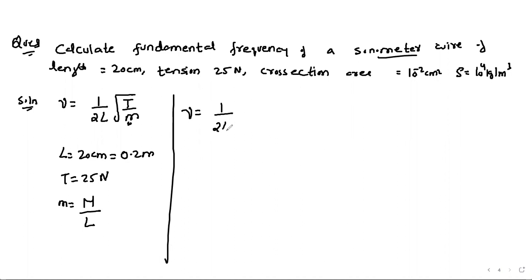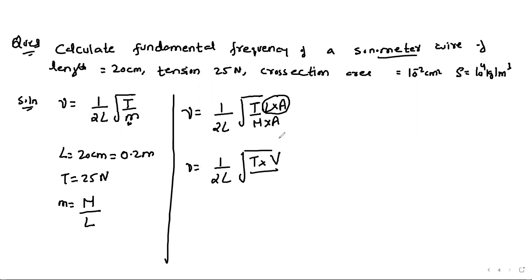Frequency is 1 by 2L root over T by M, which is mass per unit length, M into L. Now the issue is the mass is not given. Tension is given, but mass is not given. So what we can do is multiply with area of cross section in numerator and denominator. What is A into L? Area of cross section multiplied by the length of the wire. What is this quantity? Volume. And this is M into A.